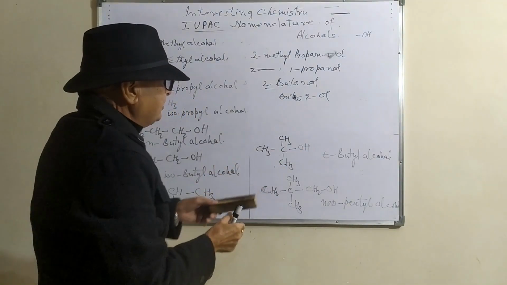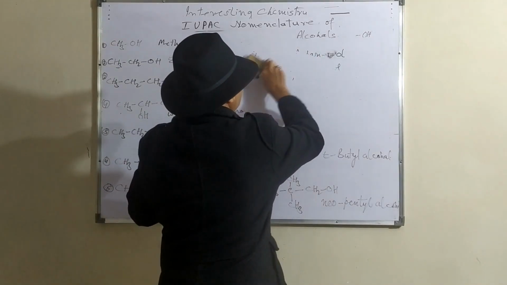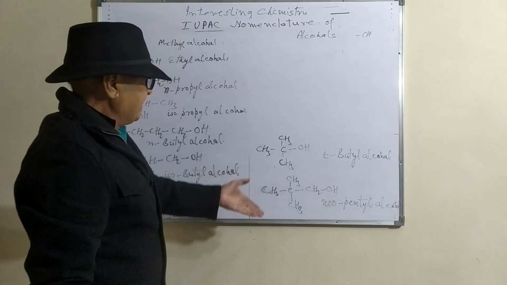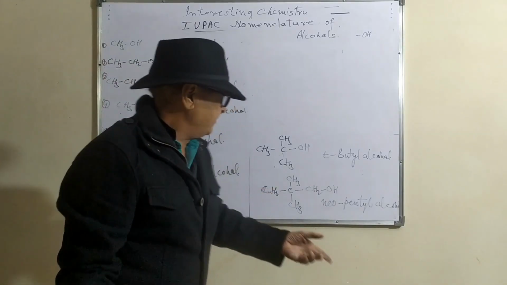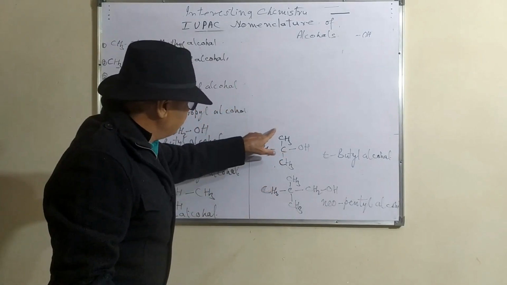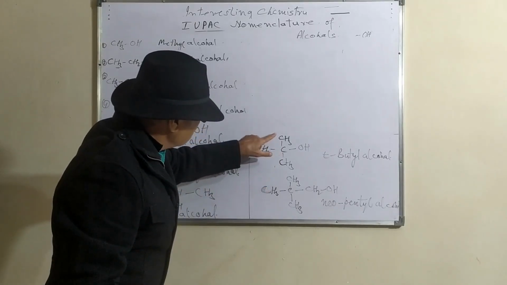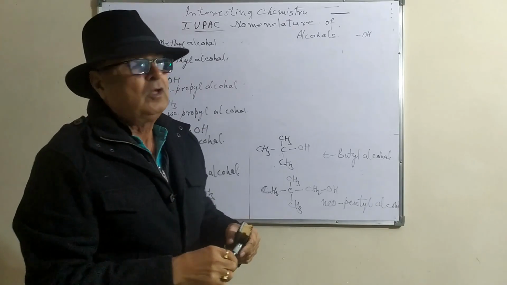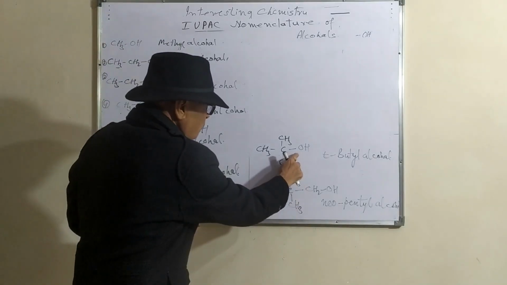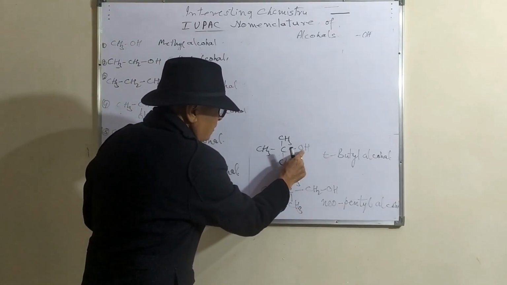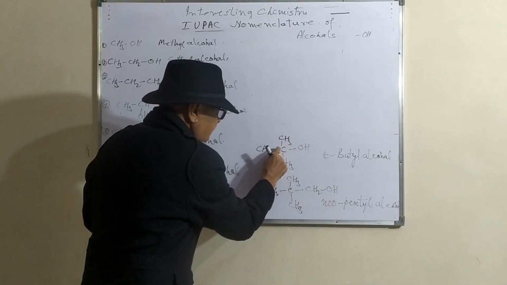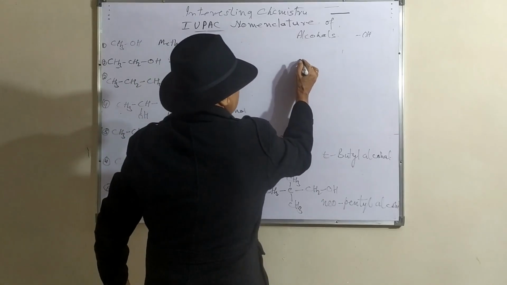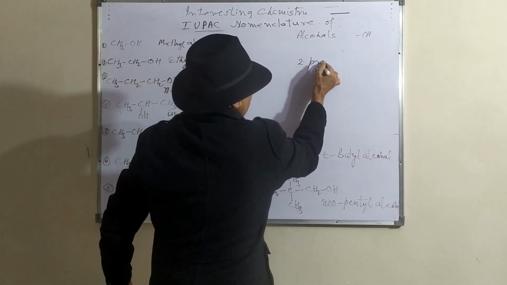Now come to the next one. Here this is a tertiary alcohol. What will be the name of this tertiary alcohol in IUPAC? Again, select the longest chain. Here 1, 2 carbon, but this is the longest chain: 1, 2 and 3. So it is again propanol. Which propanol? 2-propanol, because OH is located on the second carbon. So the name of this compound will be 2-propanol.